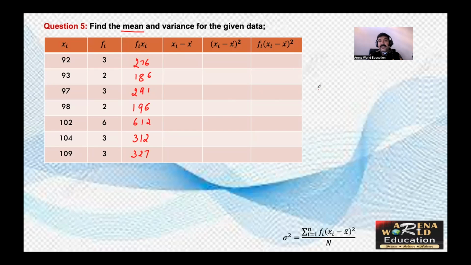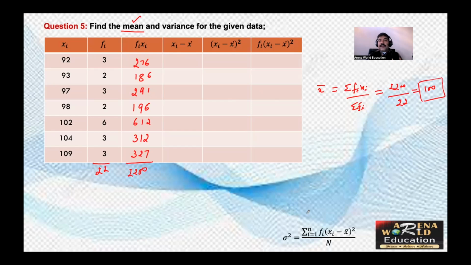Now to find mean, yes, what is the formula? It is summation fi xi divided by summation fi. So now what is summation fi xi? This is equal to 2200. And what is summation fi? This is simply 22. So to find mean, it is very easy. It is simply 2200 divided by 22, mean will be equal to 100. So 100 is the required mean, right?